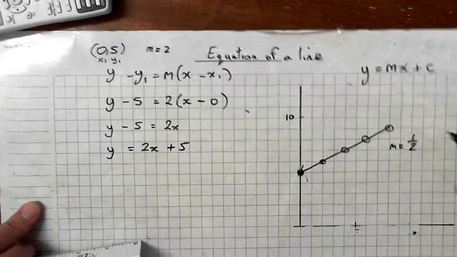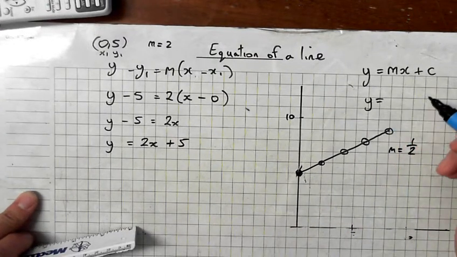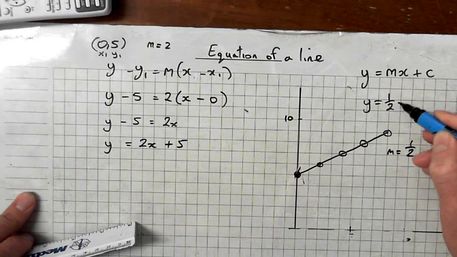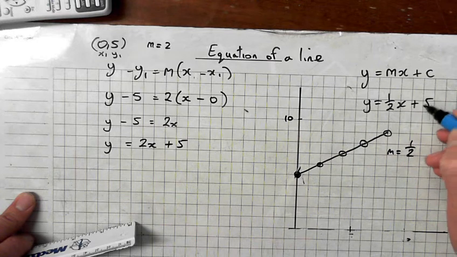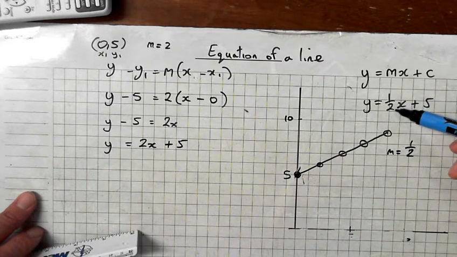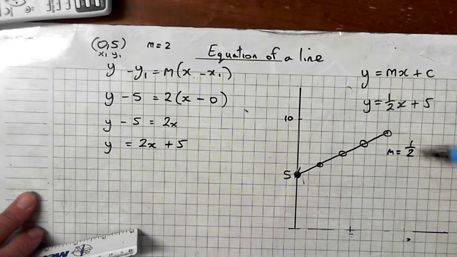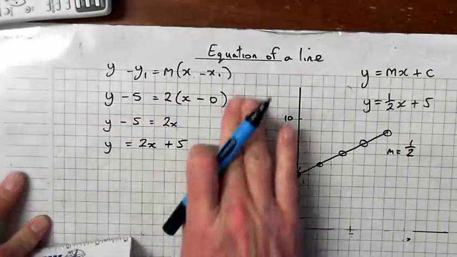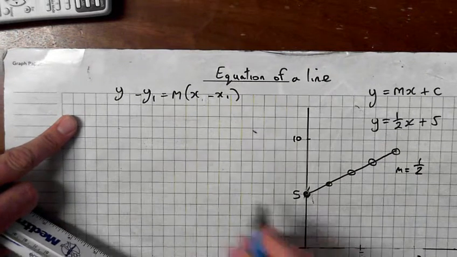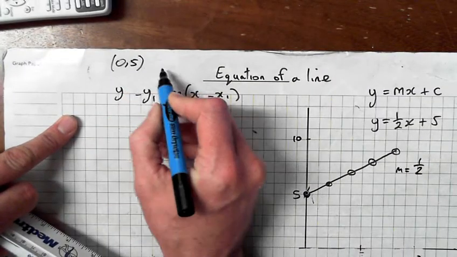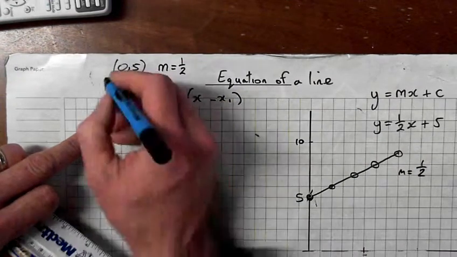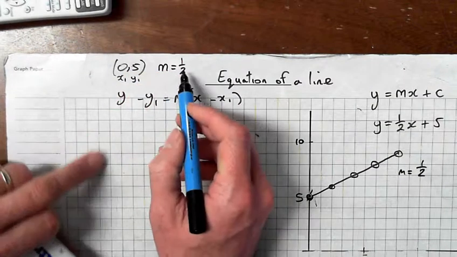What's the equation of that line? Y is equal to a half x plus 5, because it crosses the y-axis at 5. You get that? That's the slope. Alright, so we'll use this formula over here. We'll use the same point, 0, 5, and slope of a half. So we mark the point x1, y1, and that's the slope.